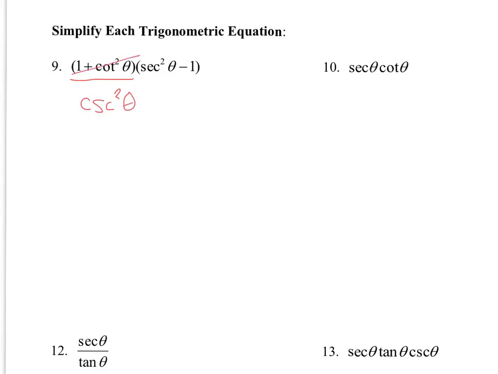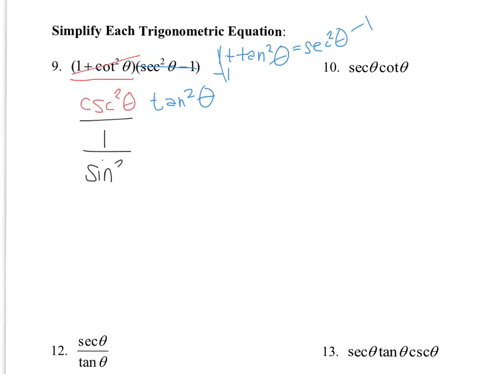And I also know that there's an identity that's 1 plus tangent squared theta, and that's equal to secant squared theta. So when I see this secant squared theta minus 1, if I subtract 1 from this side, I actually have that this part right here is equal to tangent squared theta. So now I can use the definition of cosecant squared theta is 1 over sine squared theta.